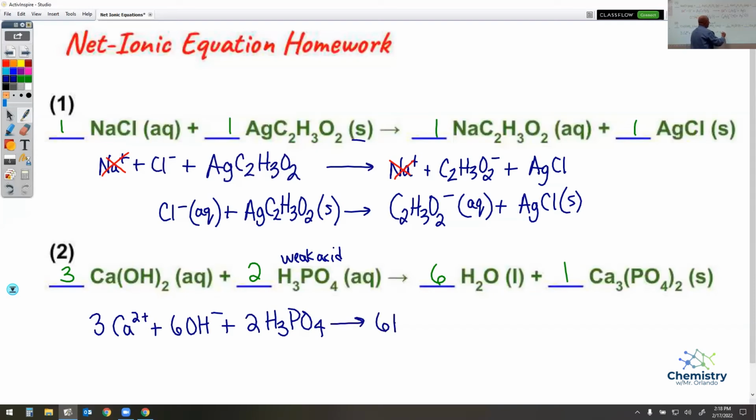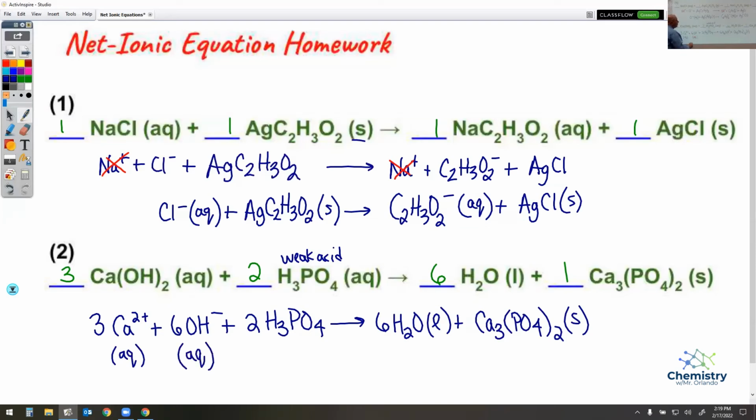On the product side, we have 6 waters. That's going to stay together because they're a liquid, plus our calcium phosphate solid, Ca3(PO4)2. In this case, if you notice, we don't have any spectator ions. Yes, our calcium ions are aqueous, but they don't appear the same way on the product side. Same thing with our hydroxide. On the reactant side, they can be written as aqueous, but on the product side, they appear differently. In this case, this formula serves as both our complete and our net ionic equation.